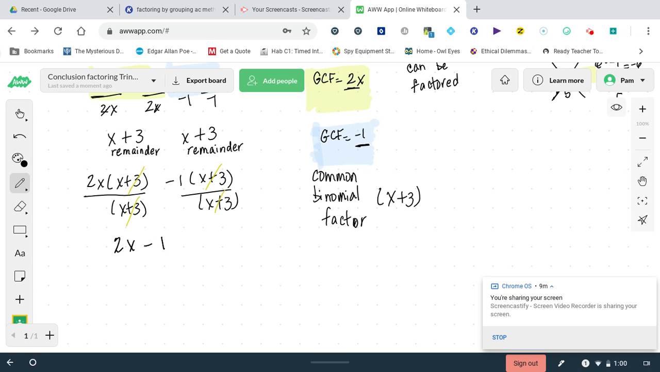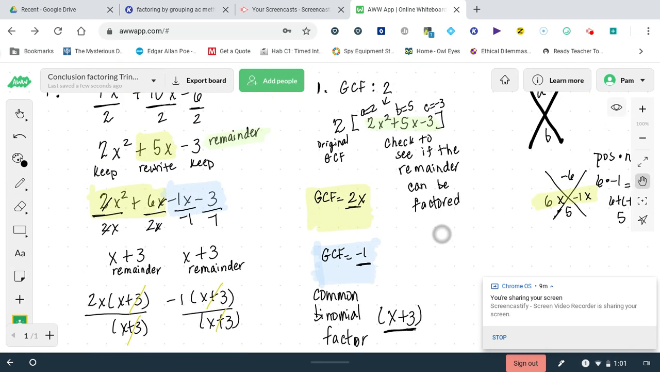Okay, now, what do you put with this remainder? With this remainder, you put the last common binomial factor. So you take this and put it with that remainder. So you're going to end up with x plus 3 times 2x minus 1. Okay, now, it looks like we're done. But we're not. Let me show you why. Well, if you go back, what was the original GCF?